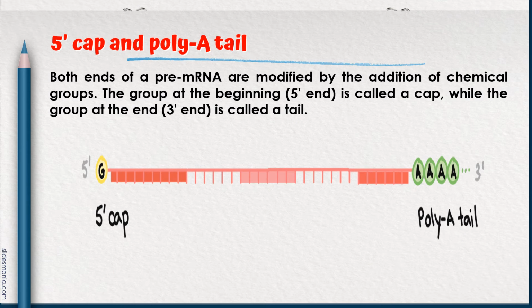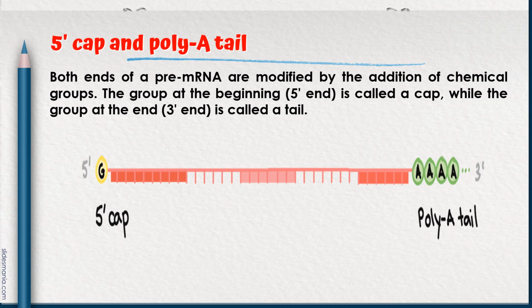The first step that pre-mRNA will go through to become an actual messenger RNA is the addition of a 5' cap and a poly-A tail. Both ends of a pre-mRNA are modified by the addition of chemical groups. The group at the beginning, the 5' end, is called a cap, while the group at the end is called a tail. Both the cap and the tail protect the transcript.